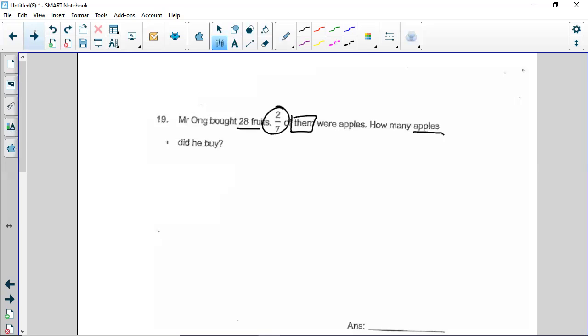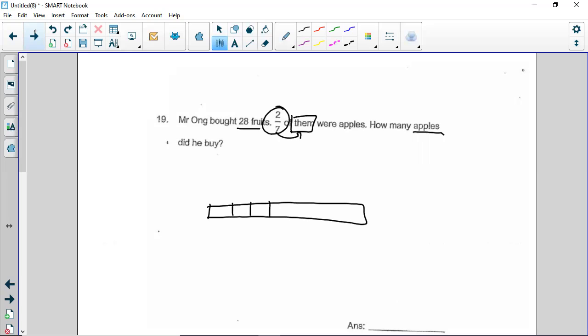It means that this 2/7 is generally talking about the fruits, right? So whenever you see fractions, you will need to ask, what is it talking about generally? It's talking about the fruits. Then you draw a rectangle for the fruits and cut into 7. So now specifically, how do we interpret the fraction specifically?